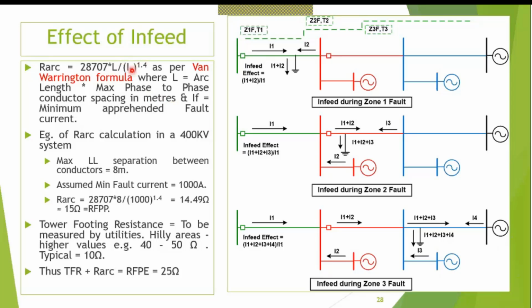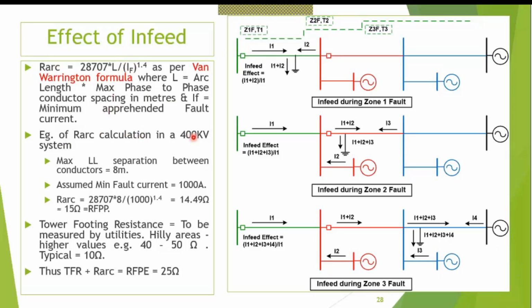And remember one thing very much. This is vital. This IF is the minimum ampere fault current, not the maximum. When the current decreases, the arc resistance increases. So in case of decreased fault current also, you need to calculate the arc resistance in such a manner that even for the lowest fault current, the fault comes within the distance relay resistive reach. So this is minimum fault impedance.